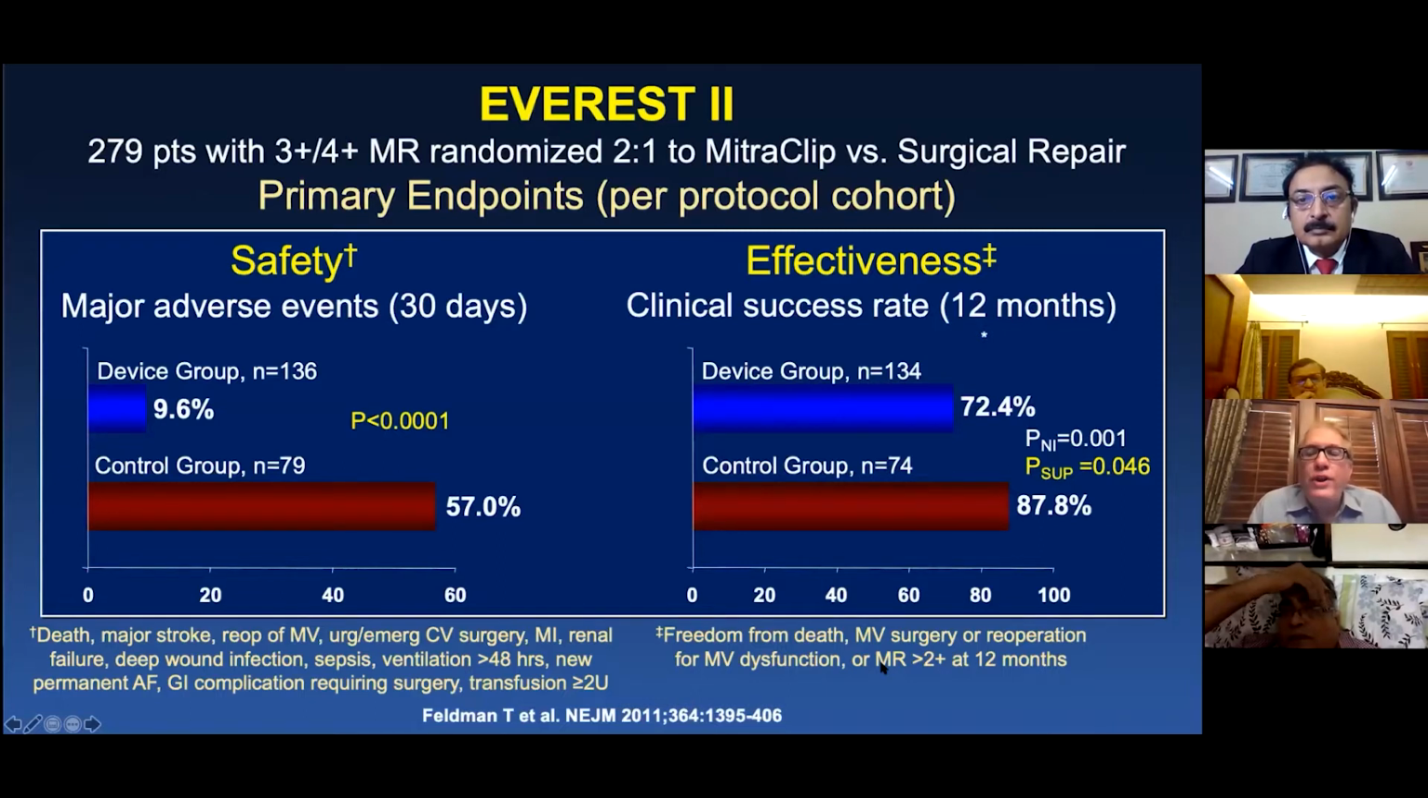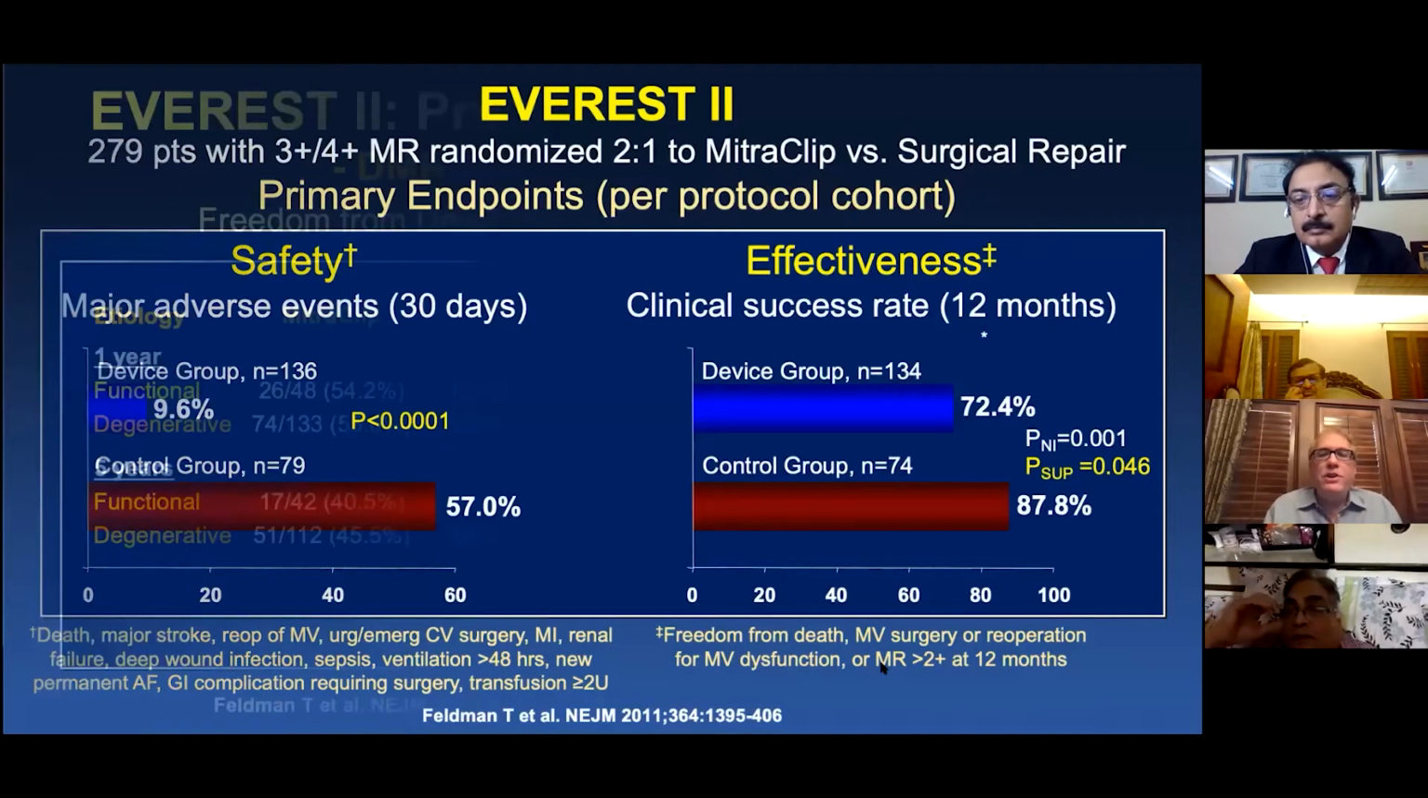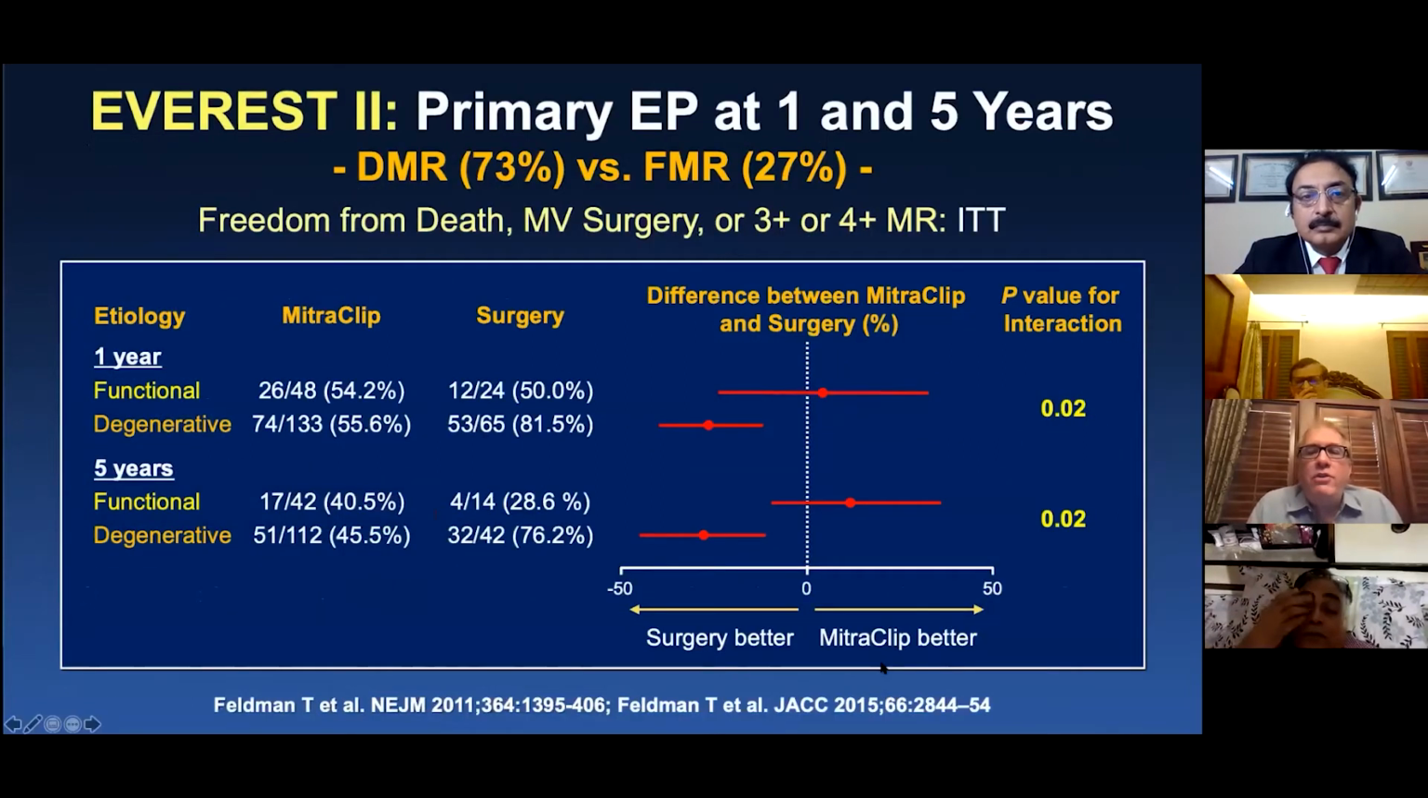dysfunction, or recurrent moderate or severe MR at 12 months, was only 72% in the device group, but 88% in the surgery group. And so based on this, surgery remained the standard of care.